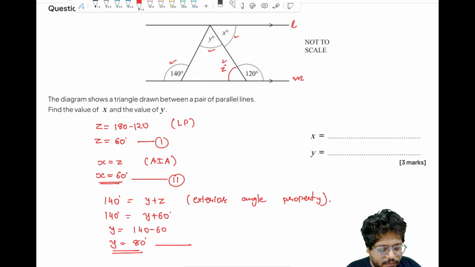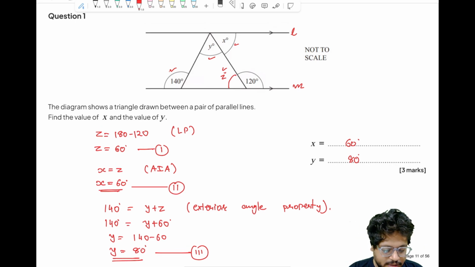So all three we found, but we were interested in X and Y only. Z we introduced, so that's fine. But yes, X is 60 and Y is 80 degrees. Always write the answer in the blank space given, if it is given. Otherwise, if you haven't written it there, then you'll lose the marks for the answer. Make sure of that.